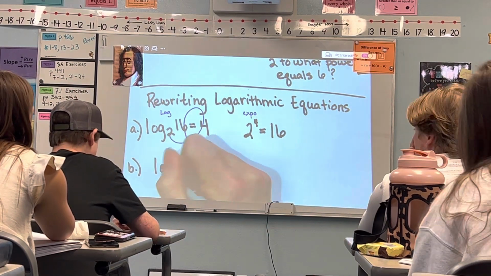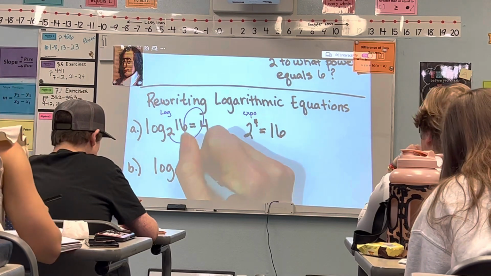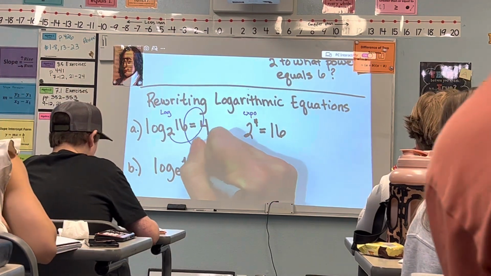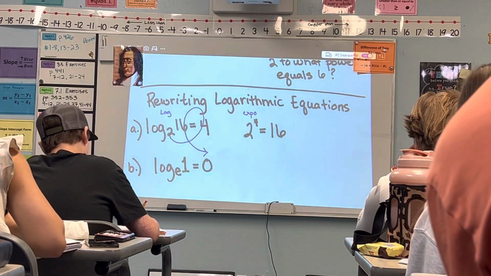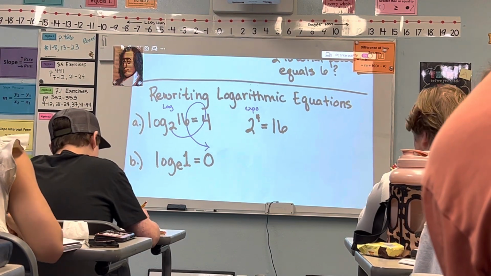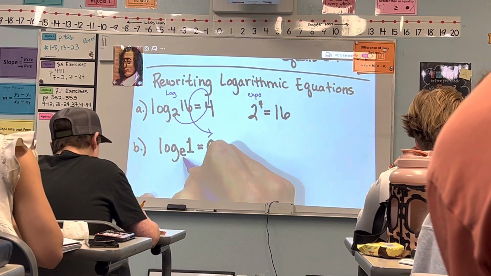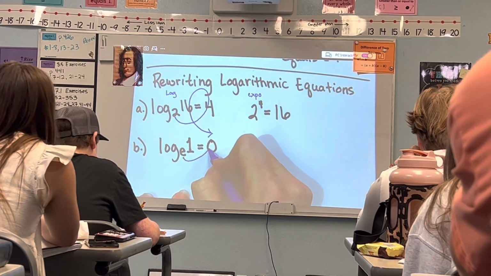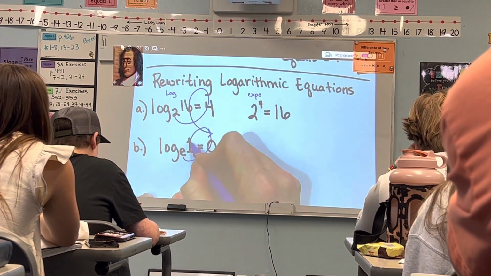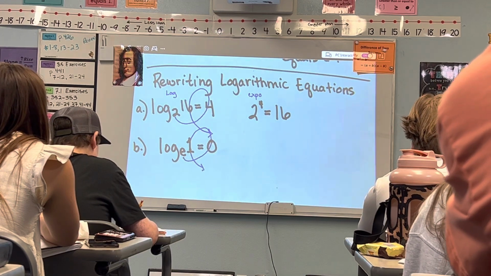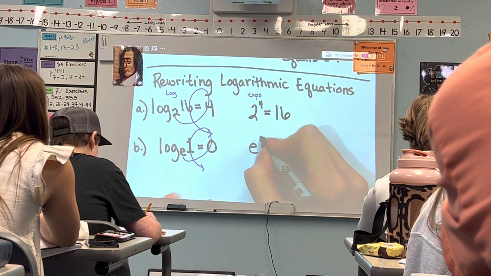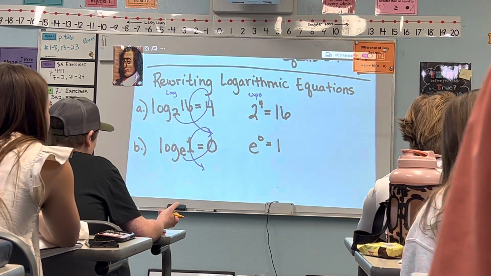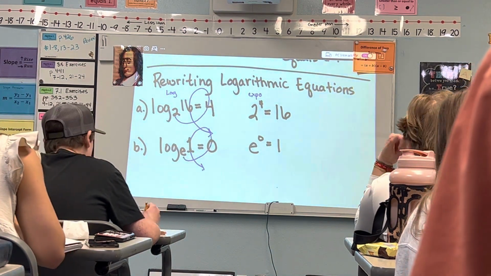Taking log to the base E of 1 equals 0, because remember I said E is a number. So we're going to rewrite this in exponential form. So you just go, okay, E to the power of this equals this one. So the exponential would be E to the power of 0 equals 1. Anything to the power of 0 equals 1.